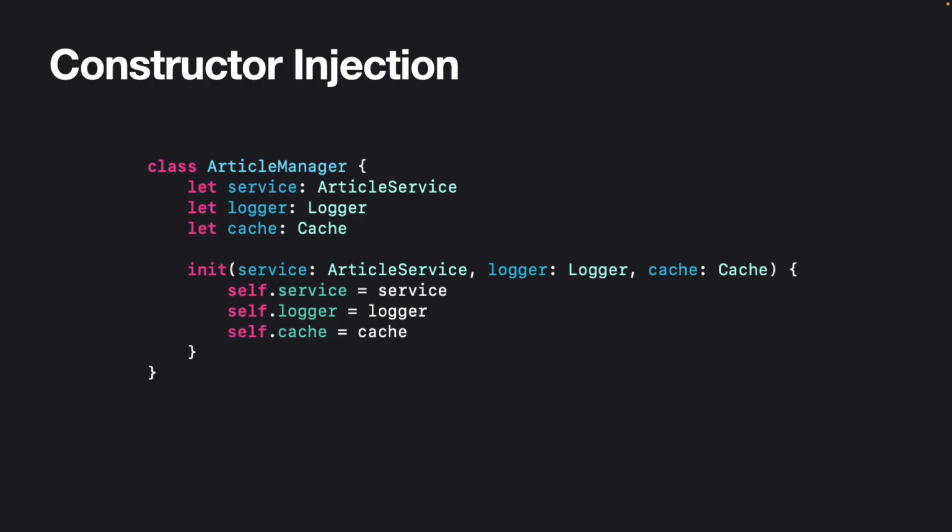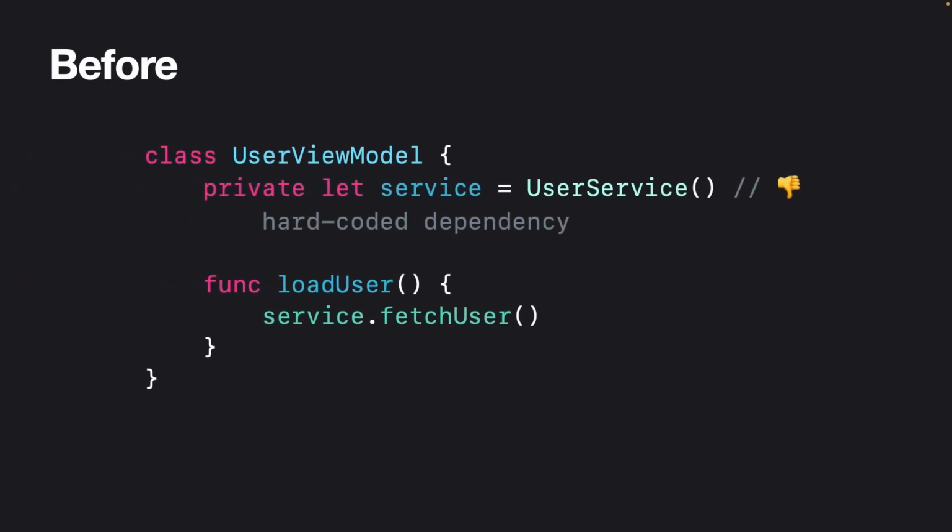Okay, let's dive into a real example. Here we have a class named userViewModel. Inside it, we declare a private let service, UserService, so the view model creates its own service. Then loadUser simply calls service.fetchUser. This works, but you have a problem. You can't test UserViewModel in isolation because it always uses the real UserService. You can't inject a mock to simulate success or failure.